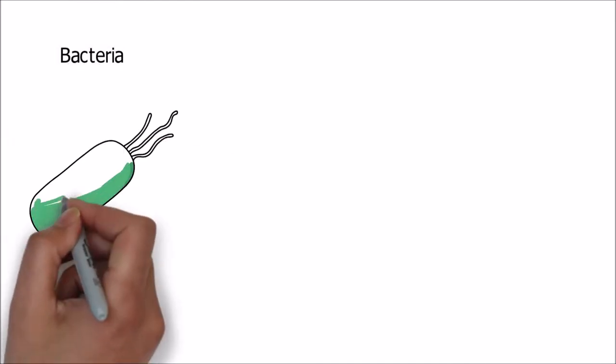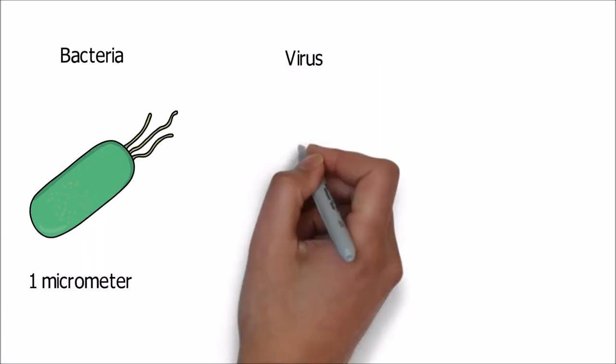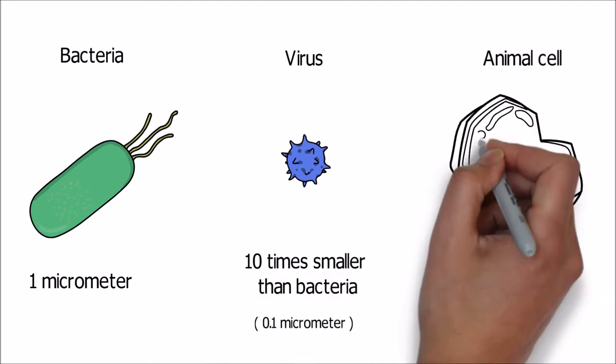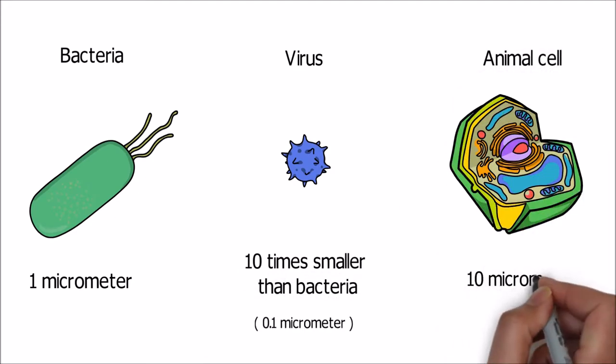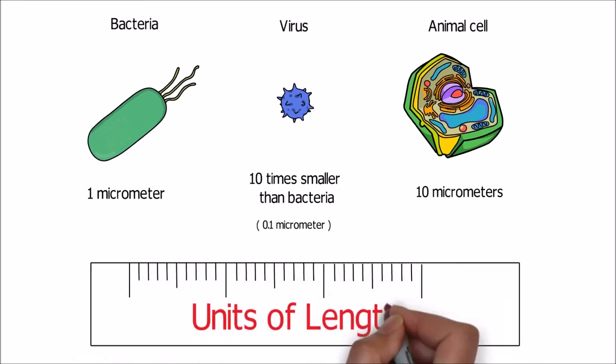Most bacterial cells are around 1 micrometer in size. Viruses are typically 10 times smaller than bacteria. Animal cells are around 10 micrometers in size. It is important to understand the units of length to get an idea of their size.